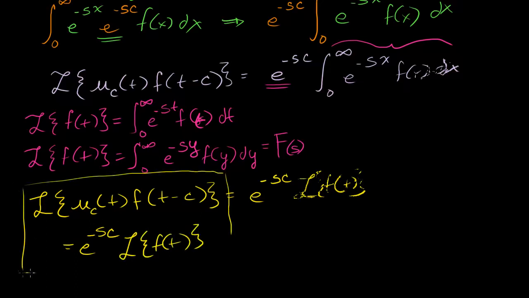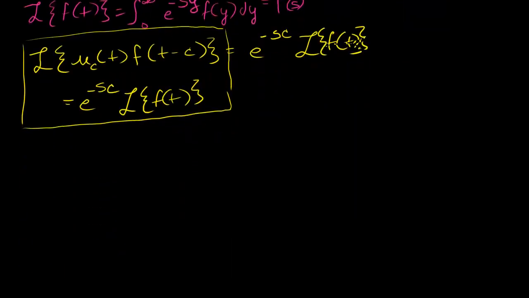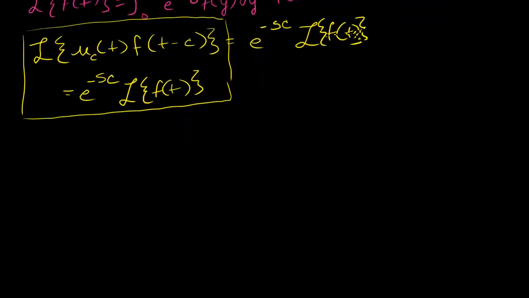So this is our result. Now what does this mean? What can we do with this? Well, let's say we wanted to figure out the Laplace transform of the unit step function that starts up at pi, times, let's say, something that we know well: sine of t minus pi. So we shifted it, right?